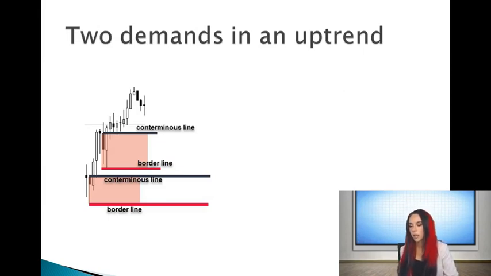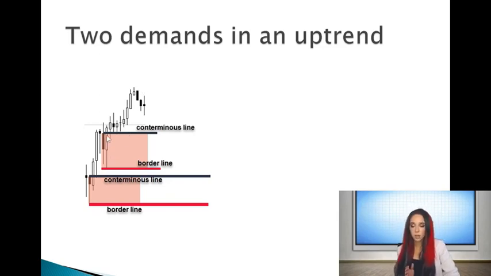Here I have an example of 2 demands that are moving in an uptrend, right? You're not supposed to trade the middles. So with supply and demand, ultimately you'll be looking to trade the swing extremes. But recently with the Udemy course, we've had a number of people asking what happens when you have a demand in the middle of a swing. Where does the conterminous line go? Where does the border line go? So here's an example of 2 demands moving in an uptrend.